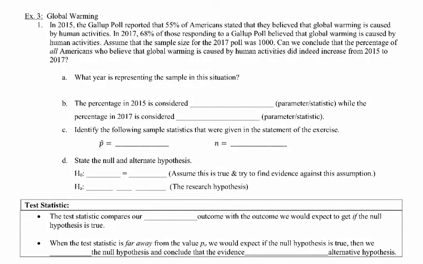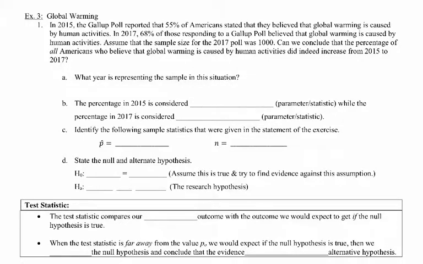So in 2015, a Gallup poll reported that 55% of Americans stated that they believe that global warming is caused by human activities. In 2017, 68% of those responding to a Gallup poll believe that global warming is caused by human activities. Assume that the sample size for the 2017 poll was 1,000. Can we conclude that the percentage of all Americans who believe that global warming is caused by human activities did indeed increase from 2015 to 2017?